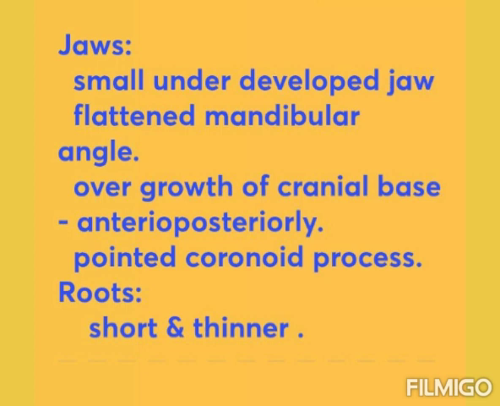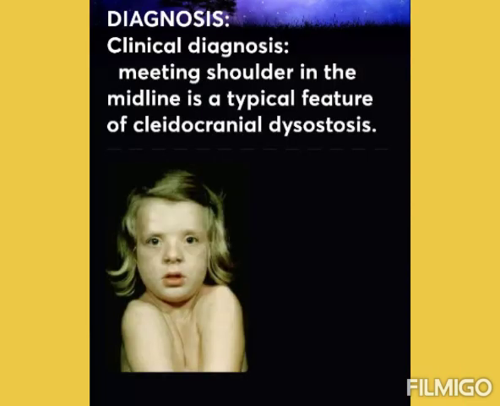Next, moving on to the jaws. There is a small underdeveloped jaw, flattened mandibular angle, overgrowth of the cranial base anteroposteriorly, and a pointed coronoid process. And the roots of the teeth are often somewhat shorter and thinner than normal.